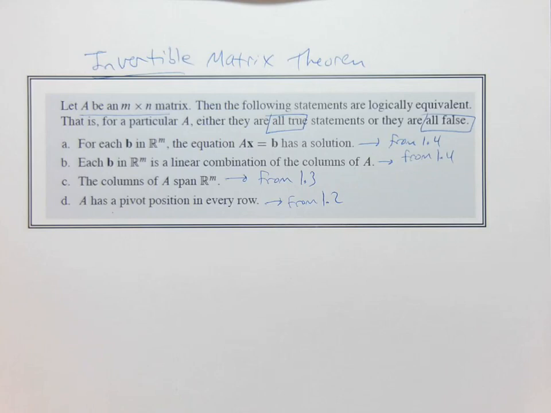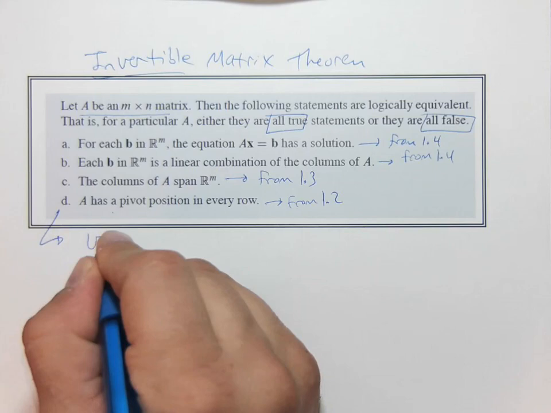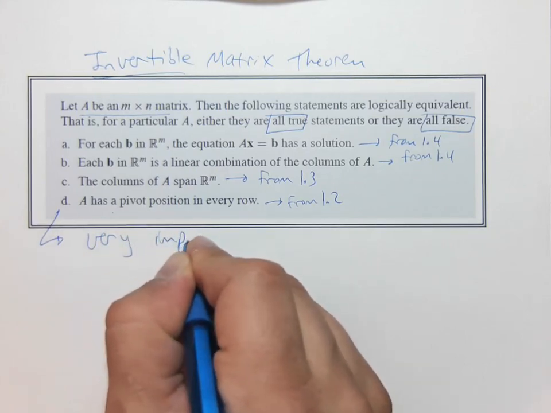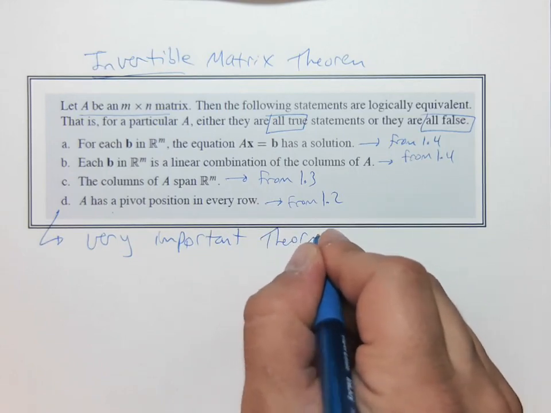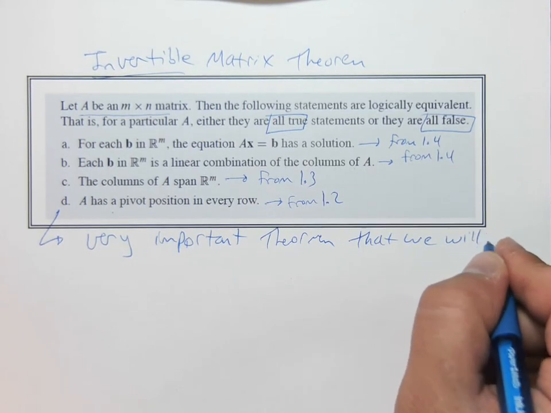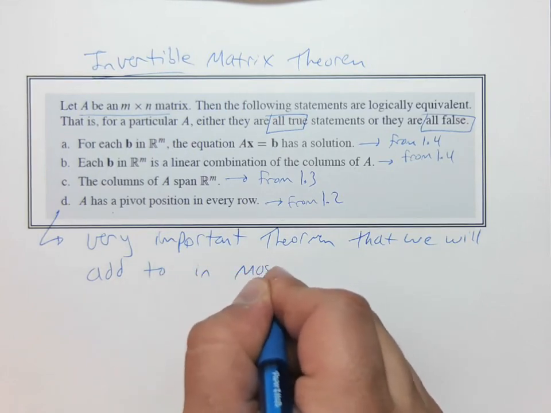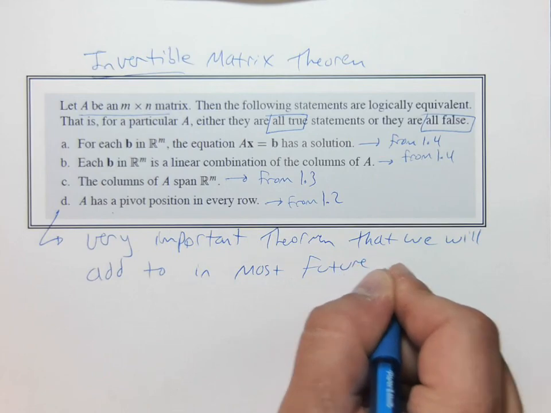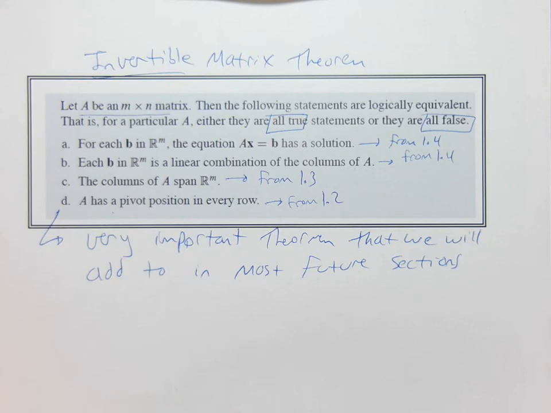And the way that this is often applied is you learn some information that tells you whether one of them is true, and then the question asks you about one of the other ones. Okay, so this is just to drive that home. This is a very important theorem. We're going to keep adding to it, and it's particularly important for two homework questions that I'm going to write down in just one second. This is a very important theorem that we will continue to add to in most future sections. And in particular, it gets used on a lot of homework questions.